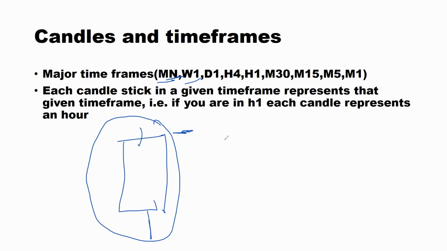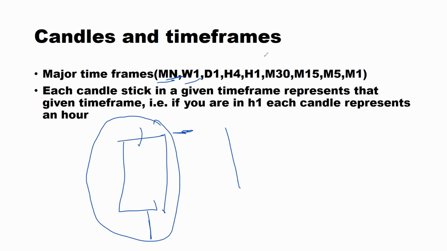If you're in weekly, it means that each week is represented by 1 candle. If you're in daily, it means that each day is represented by a candle, like that, even hours, even minutes, right? When the minute ends, you'll see a new candle. When the hour ends, you'll see a new candle. When the H4 ends, you'll see a new candle. H4 means that after every 4 hours, a new candle is opening. Daily means that after every day, a new candle is opening. Weekly means that after every week, a new candle is opening, right?